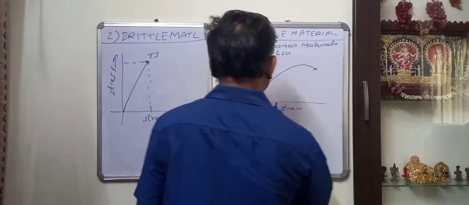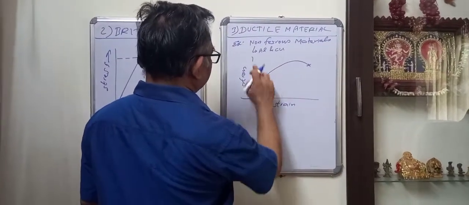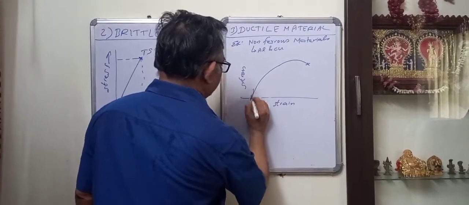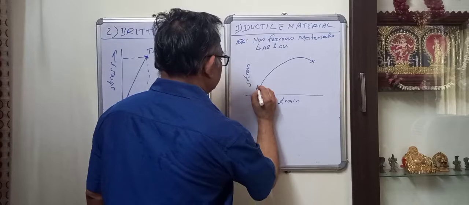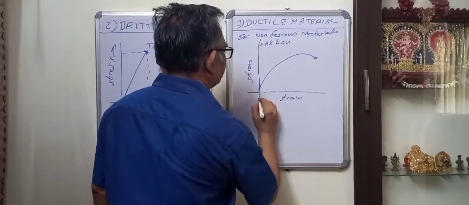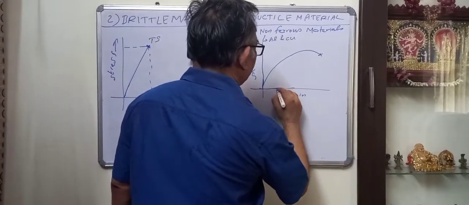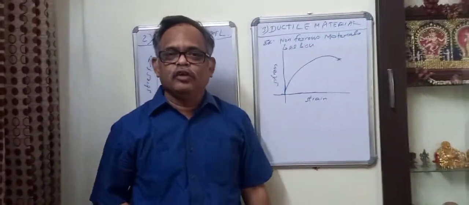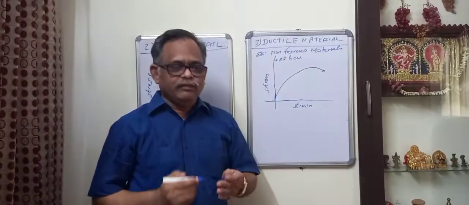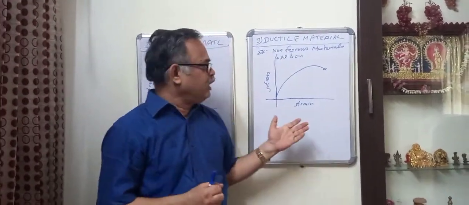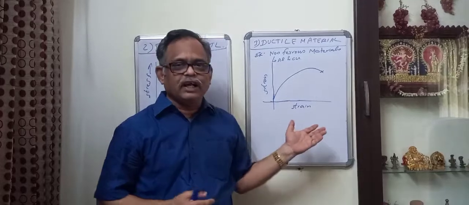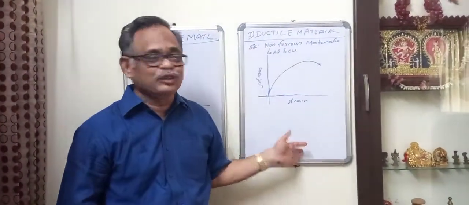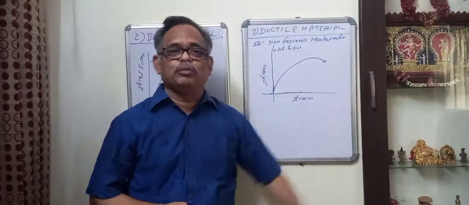Like this it will come. For aluminum or copper, it will come like this. So in such cases, how do we select the design stress? We cannot define whether the design philosophy will be elastic or plastic here, because the whole thing is almost plastic.